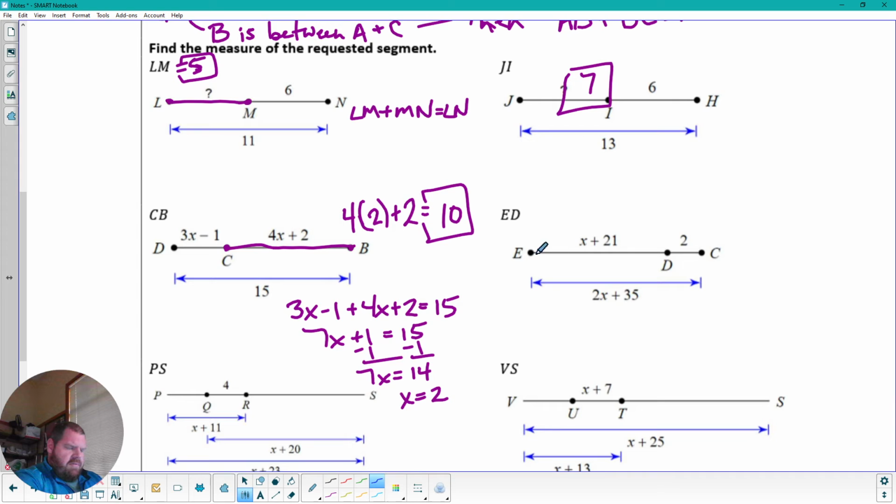All right, the next one, I've got x plus 21 and 2 combine to give me 2x plus 35.